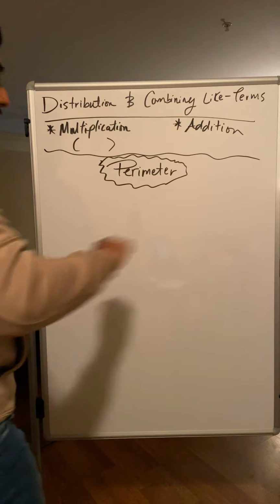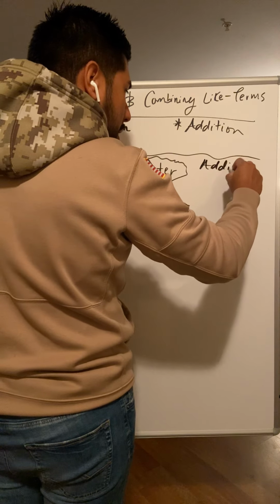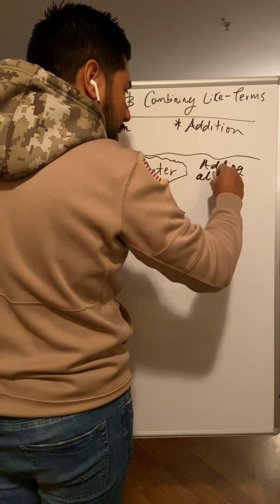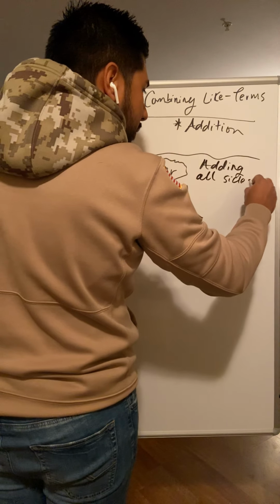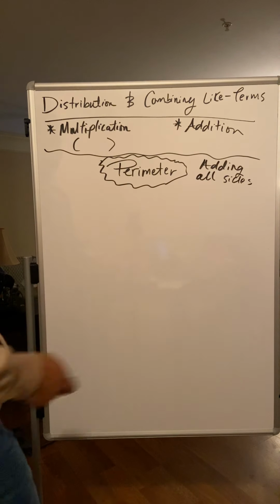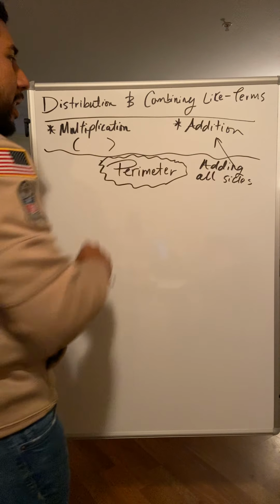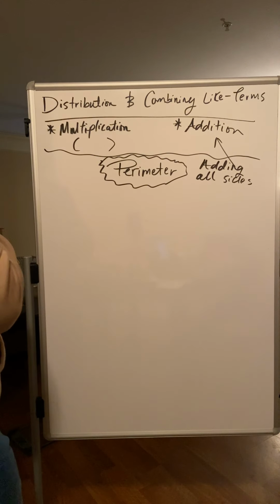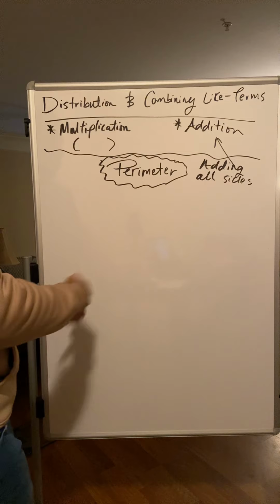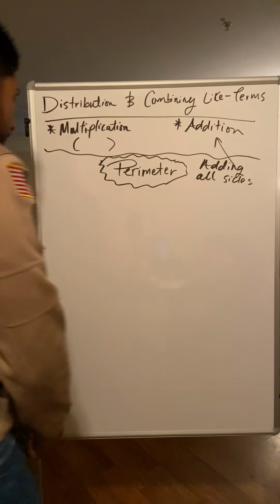Perimeter, we should know, is adding all sides. If you don't trust me, look it up. Perimeter means adding all the sides of whatever figure we're doing. And guess what adding is? Boom! Combine like terms. I am going to throw in a distribution part of it, but adding all sides is going to be combining like terms. We're adding all the same partners. So let's draw it out.